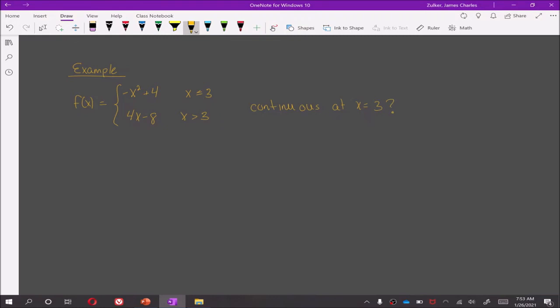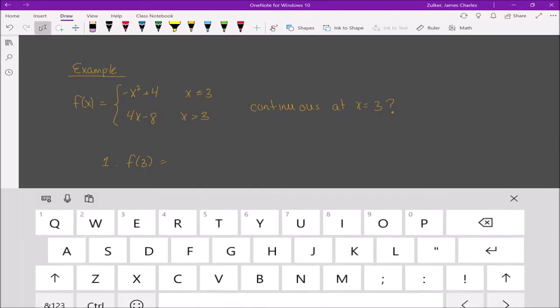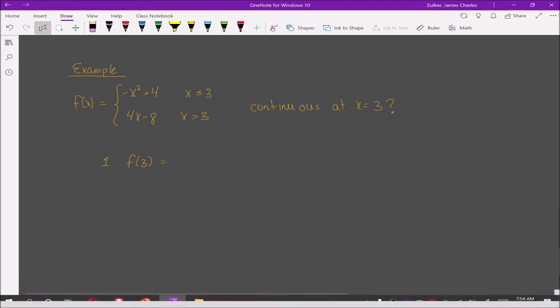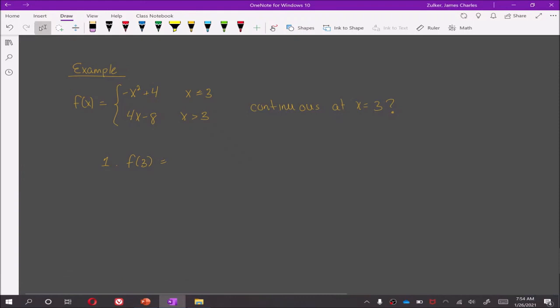So first thing we have to do is check, does f of 3 exist? All right, so f of 3. Well, we have to throw it into this top piece, right? x less than or equal to 3. Since x equals 3, it goes in here. We get negative 3 squared plus 4, which is negative 5. So it exists.